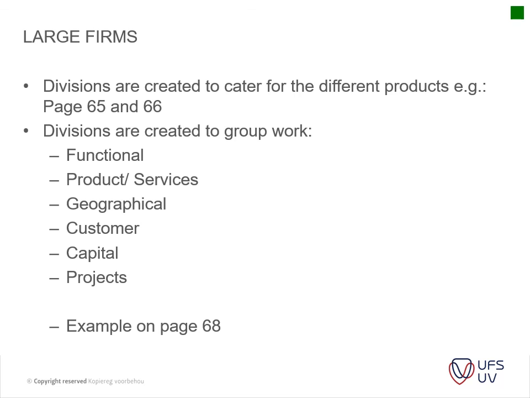So in your large firms, divisions are created to cater for different products, as listed on pages 65 and 66. The divisions are created to group work according to functionality, project services, geographical location, customers, capital, and projects. And then some examples are given on page 68. Okay, and then the second part of that video on motivation you can have a look at.